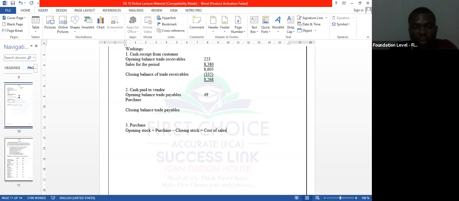Now, what's our opening stock? Our opening stock is 207. Our purchases, we don't know that, we call it X. Okay, or let's call it Y, so that it won't show like I'm multiplying. So we have that to be Y. So after that, what is it? We have our closing stock equals 358. So after that, what's our cost of sales? 3,351.